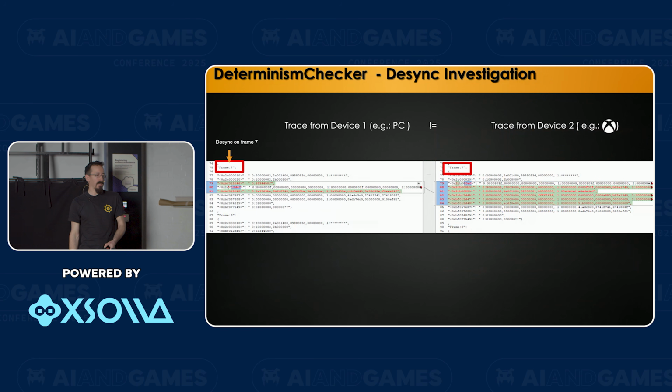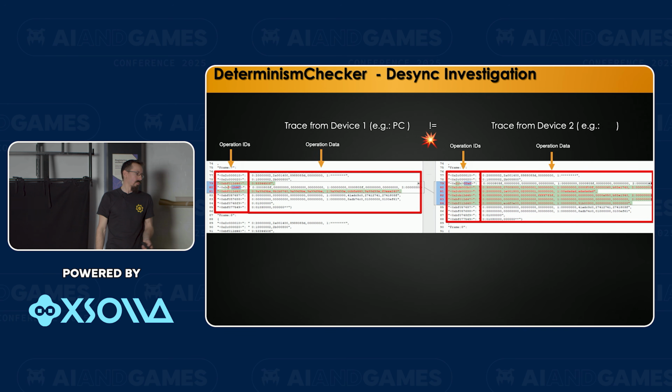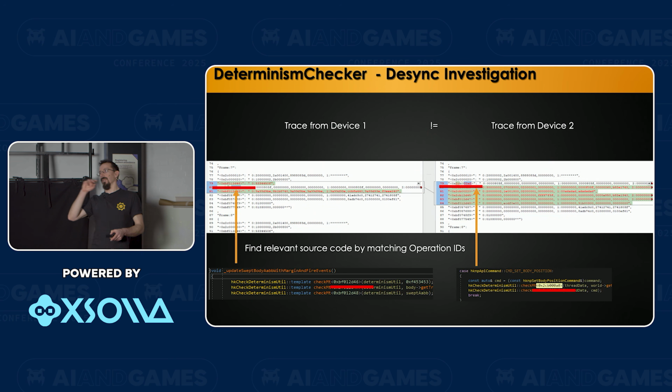And the log looks like this. It's JSON. You see the frame. Oh, on frame 7, there was a non-determinism desync. You also see what the operation IDs were and what the inputs to the operations were, the operation data. And then you can go look up the operation ID in source code and make up your theory and find the desync.